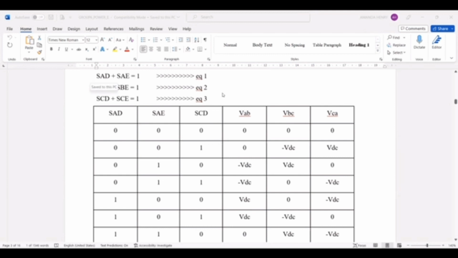In accordance with our simulation, we can define switch AD plus switch AE equal to 1, which will be equation 1, switch BD plus switch BE equal to 1 as equation 2, and switch CD plus switch CE equal to 1, equation 3.